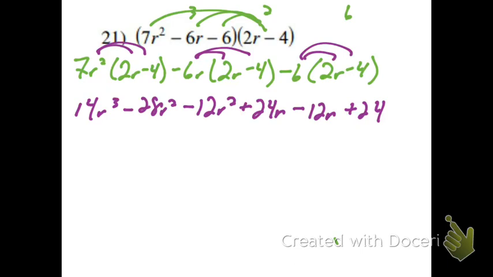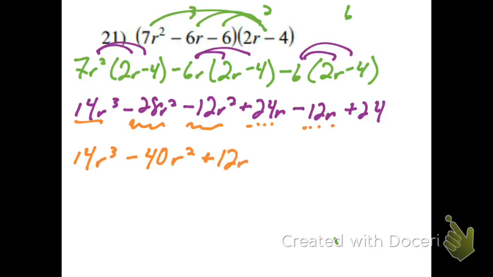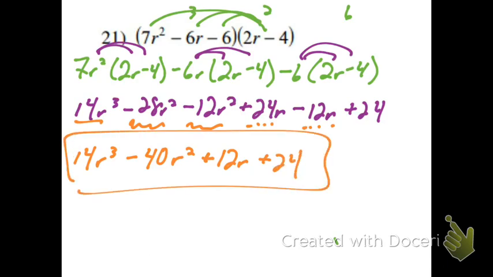All right, so now we're going to combine some like terms. This stands alone, so I have 14r to the third there. It stays. This is an r squared, and that's an r squared. That's nice that they're right next to each other. That'd be minus 40r squared. Once again, those are nice next to each other too, so it'd be plus 12r and then plus 24. And there we have our answer there.